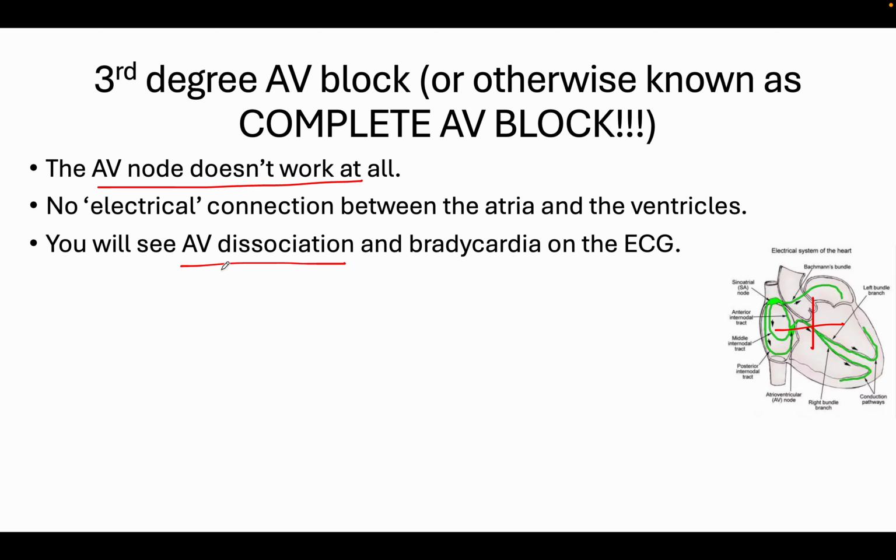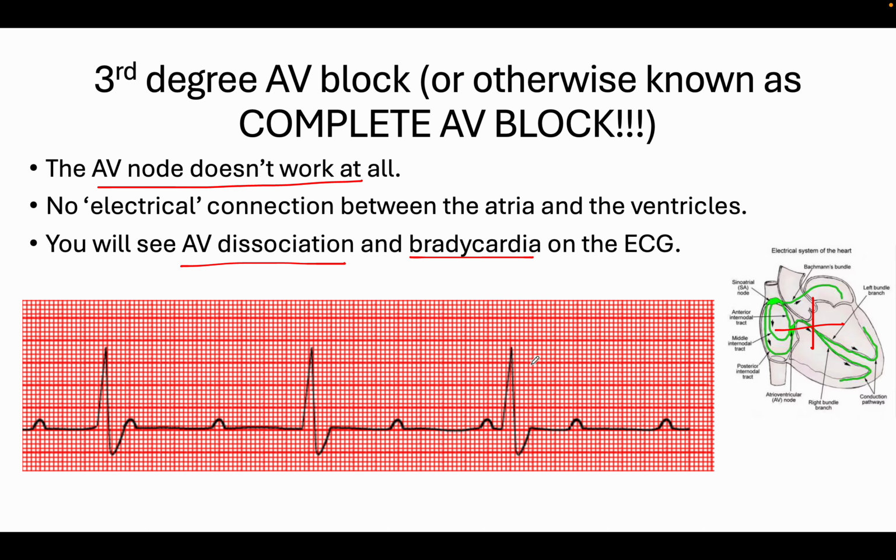And the reason why you see AV dissociation on the ECG, as well as bradycardia, is because the atria are basically doing their own thing and the ventricles are doing their own thing. So this is illustrated nicely on the ECG here. So the atria are going at a completely different rate to the ventricles.